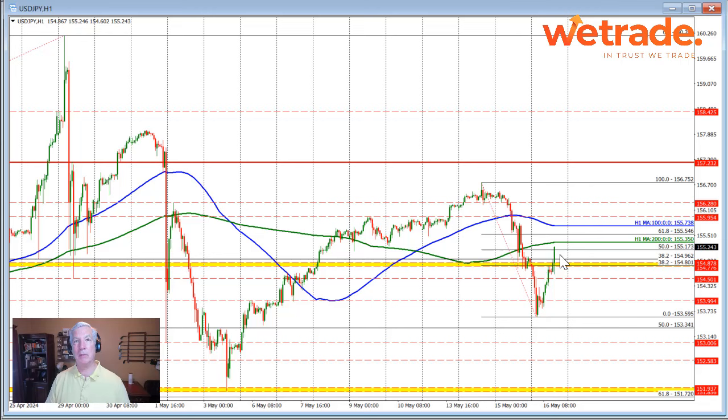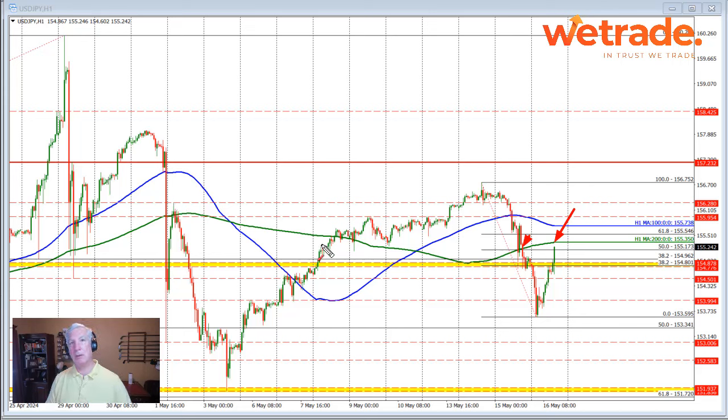In the process, we are moving closer to the 200-hour moving average. That's this green line in the chart. Trading yesterday, the price did trade below it initially, came down to this support area through here, and then rebounded back above that level, only to break back below it here. So the 200-hour moving average at 155.35 is going to be a level of interest for traders in today's trading.